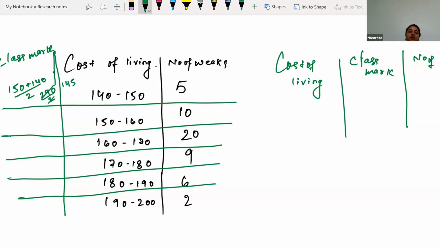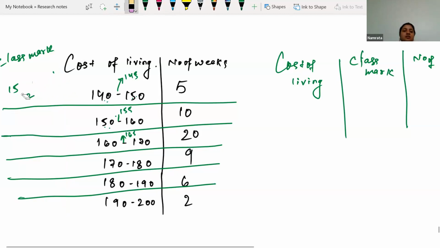So 145. Either use the formula or directly you will be able to understand what will come in between this and this. Obviously 145 will come. In between this and this, obviously 155 will come. Yes or no? Yes, ma'am. 160, what will come in between? Exactly, the middle, 155. In between 160 to 170, 165 will come. So either use the formula or you can also write it directly when we are having such simple data. Okay, I am going to write it directly.